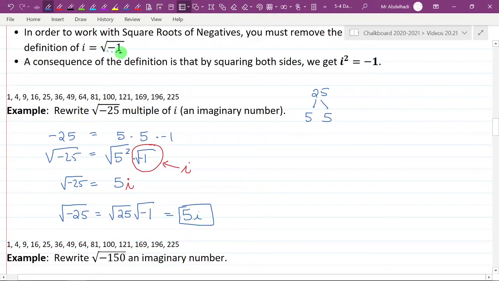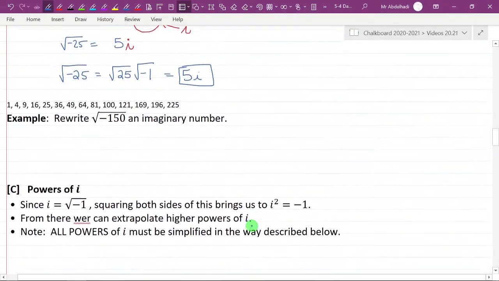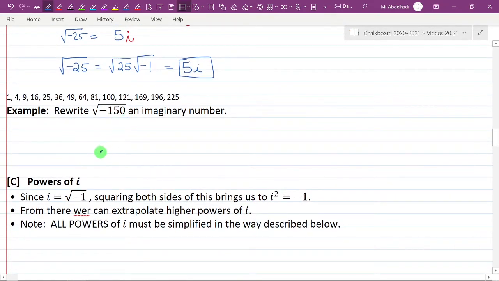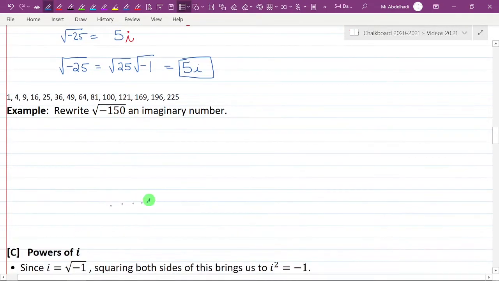And that's the definition of i. Okay, let's try another one here. We have the square root of negative 150. How do you take the square root of negative 150? Well, for one thing, 150 is not a perfect square, right? It's not on this list of perfect squares here. So we're going to have to break it down first.